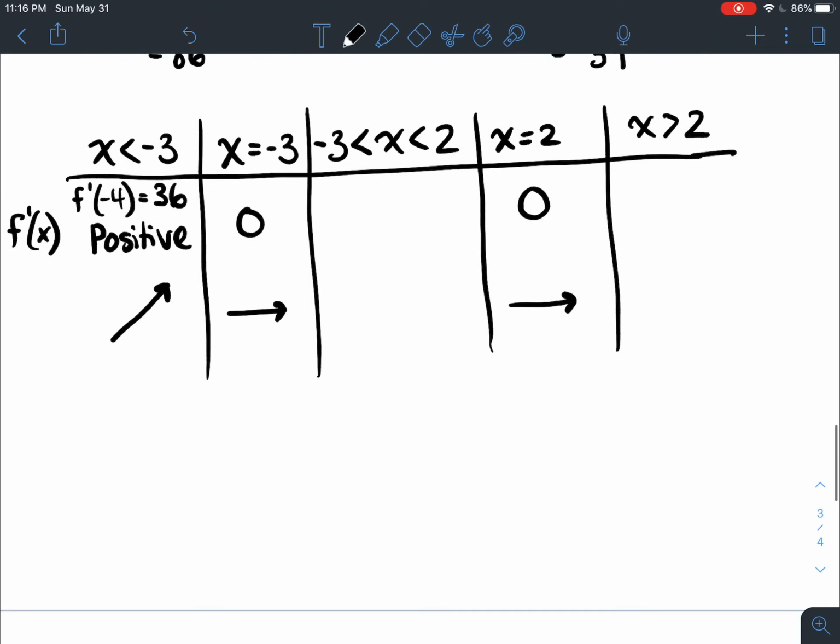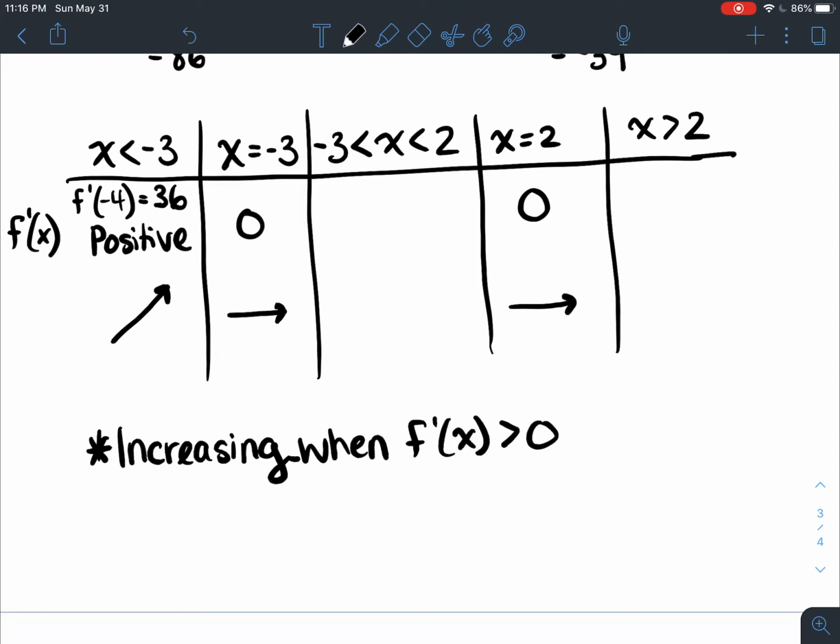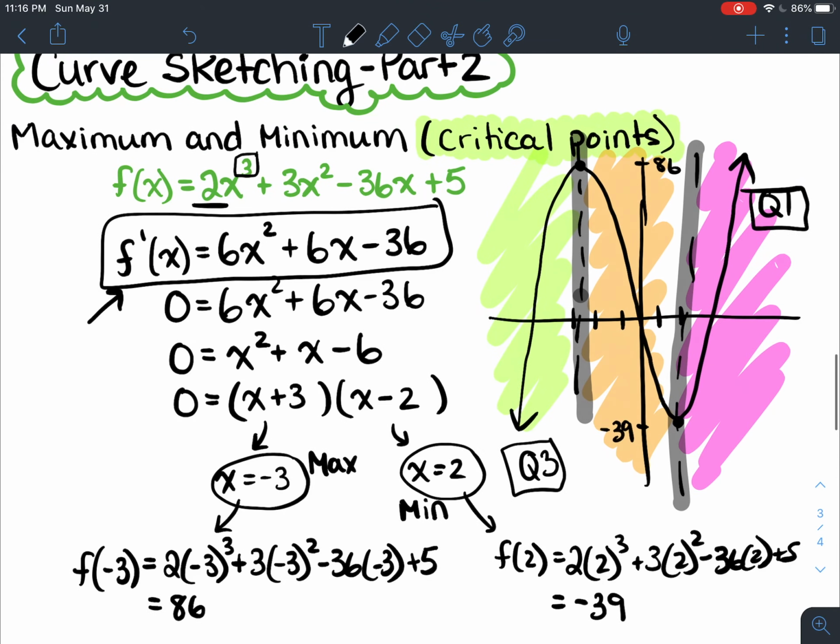So here's something to write down. You know that your function is increasing when the derivative is greater than 0. So if the derivative is positive, your function is increasing. And let's look at our graph. It is. Look, check it out. It's going up like that. It's got a positive slope.